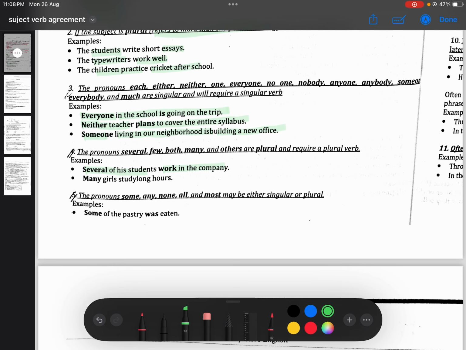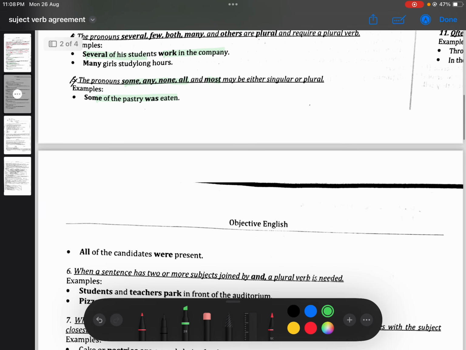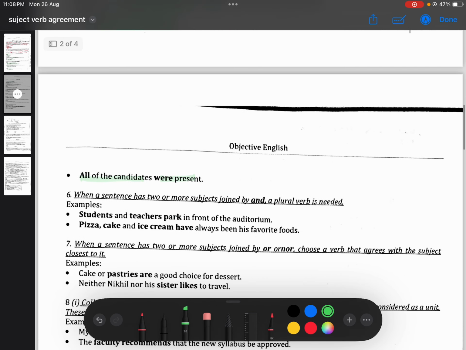Next rule. The pronouns some, any, none, all, most may be either singular or plural. Some of the pastry was eaten. Some of the pastries were eaten. All of the candidates were present. So these pronouns may take either singular or plural verbs.